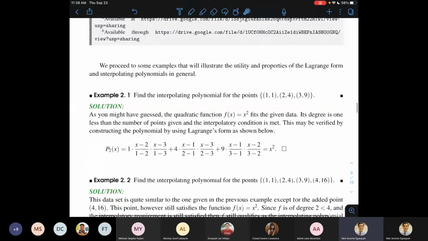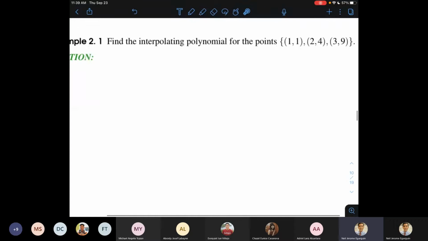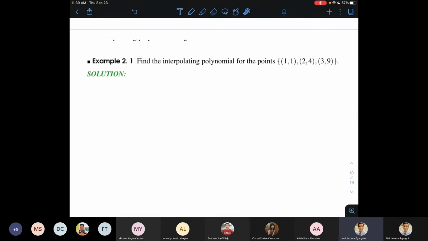Now, let's consider some examples para makita natin paano nga ba nag-work ito. So let's start with example 2.1. I think I copied the problem here. Okay. Find the interpolating polynomial for the points (1, 1), (2, 4), and (3, 9).